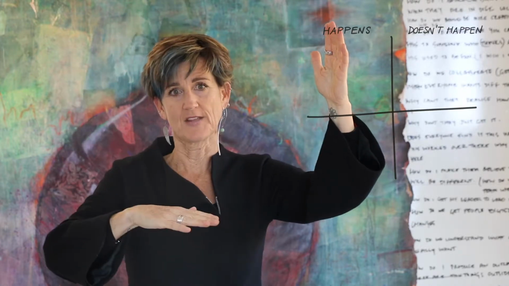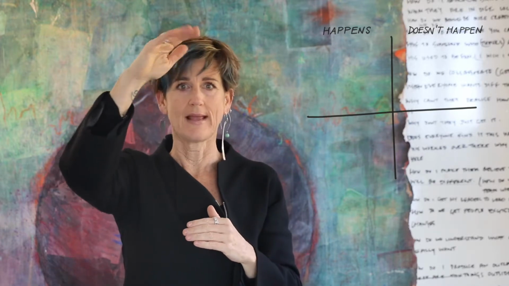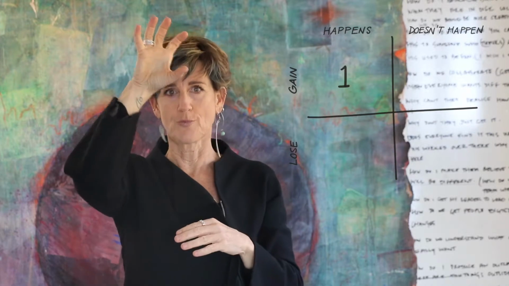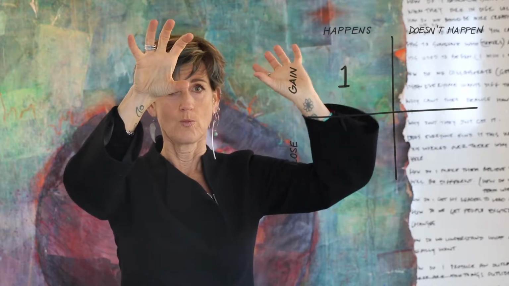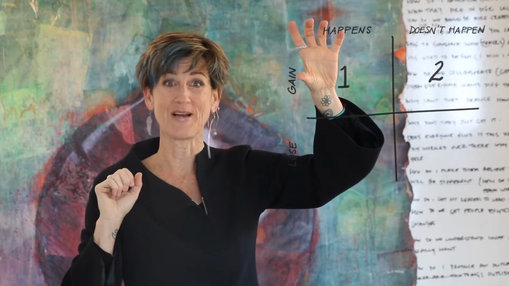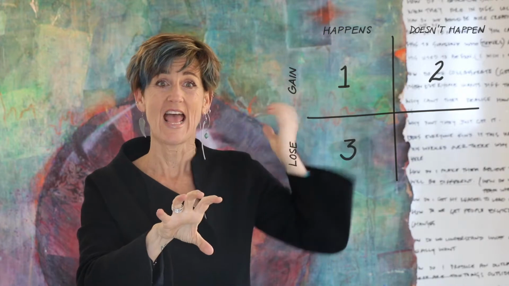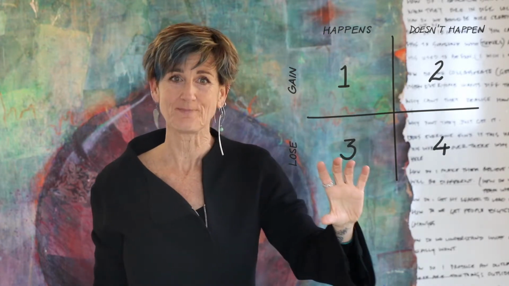And then coming down the side is what you or the person or the team gains or loses by it happening or not happening. So quadrant 1 is it happens, what they gain by it happening. Quadrant 2 is what they gain by it not happening. Quadrant 3 is what they lose if it goes ahead. And quadrant 4 is what they lose if it doesn't go ahead.